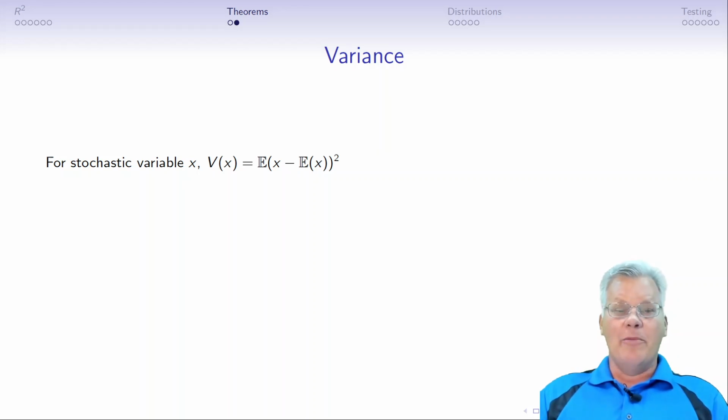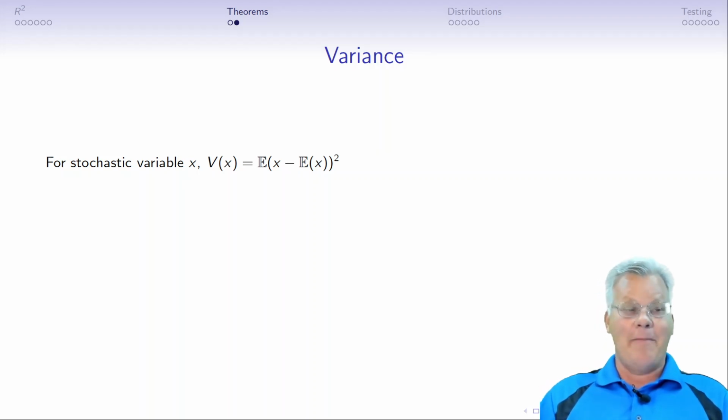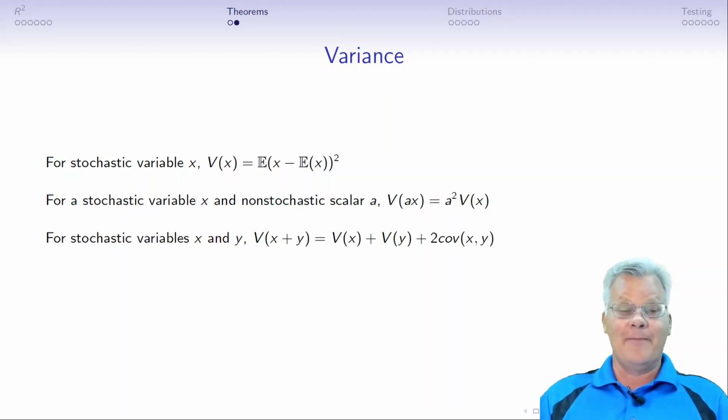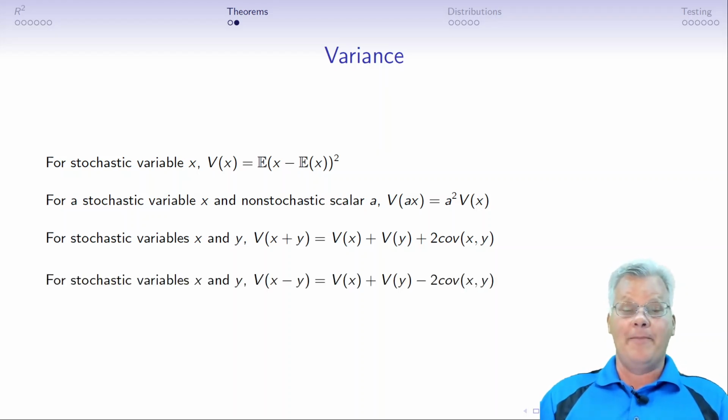For stochastic variable x, the variance of x is defined in a mathematical statistics way as the expectation of x minus its expected value quantity squared. For stochastic variable x and non-stochastic scalar a, the variance of ax is a squared times the variance of x. For stochastic variables x and y, the variance of x plus y is the variance of x plus the variance of y plus 2 times the covariance of x and y.